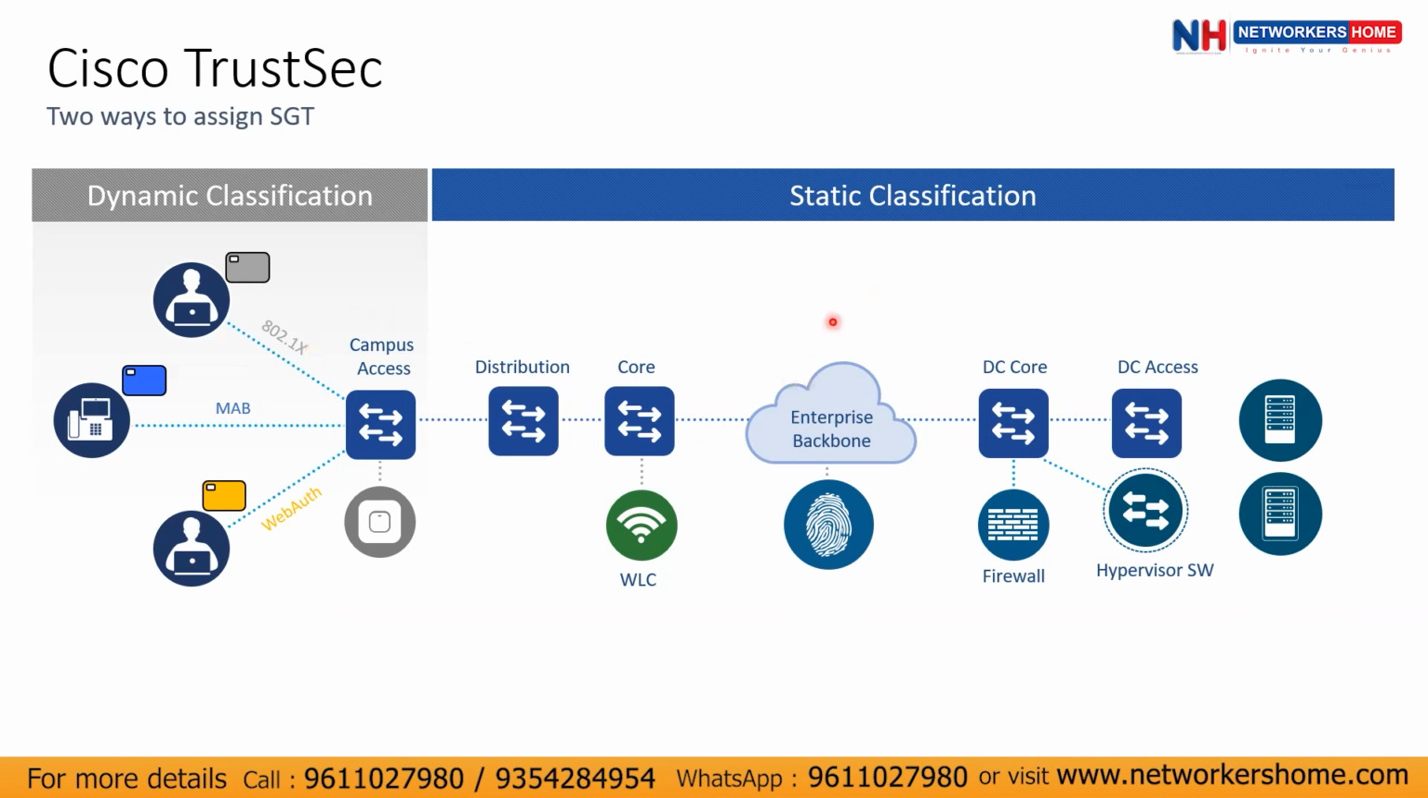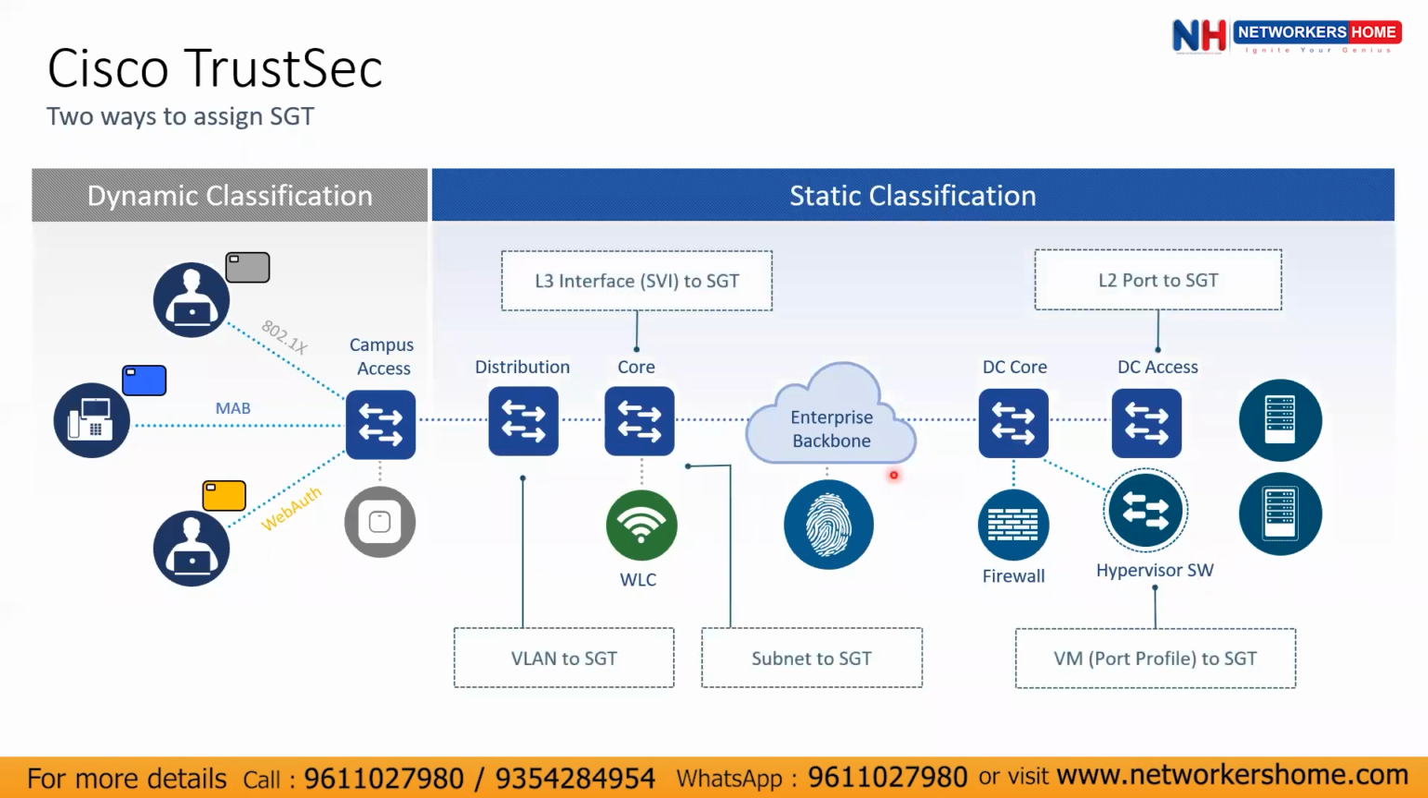Other than that, you can do the classification statically, but the static classification is completely manual. You need to go hop by hop and do the classification. So this is how you can do it, like VLAN to SGT, subnet to SGT, layer 3 interface to SGT, layer 2 port to SGT, or any specific virtual machine if you have, you can give the SGT to that machine as well. So there are so many flavors, but on the slide I can show you this only.